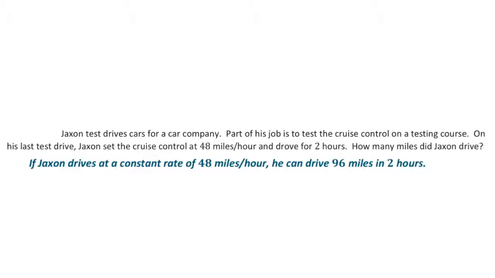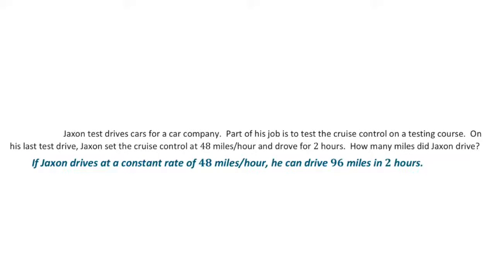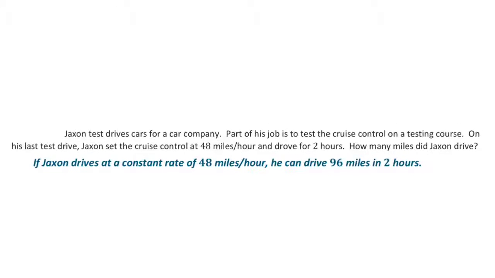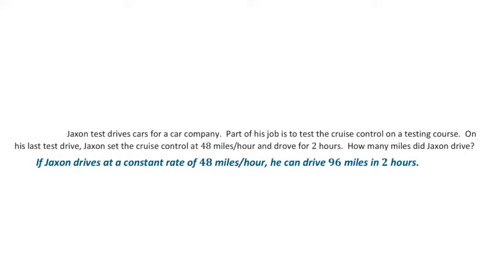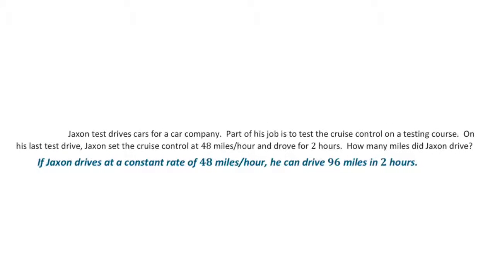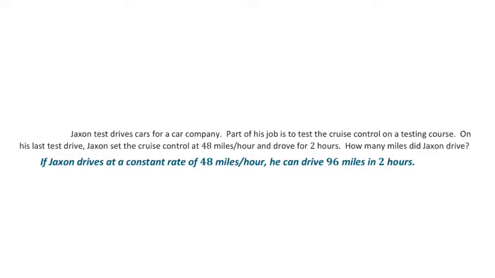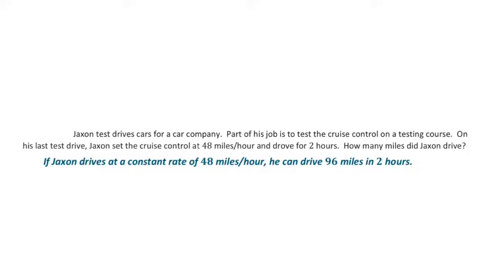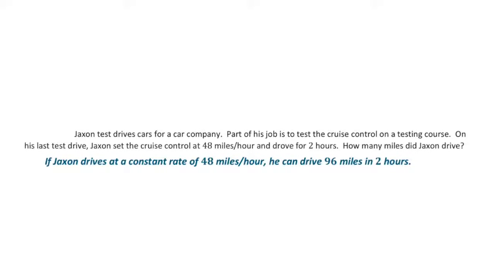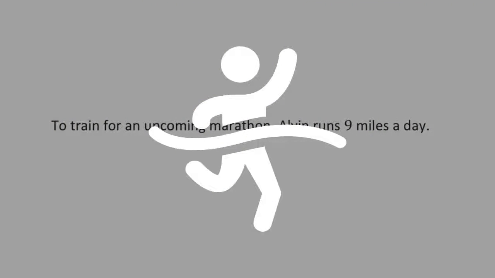If you listen closely, our per hour gives you a hint that if we're driving for 2 of those per hour, then we double the hour, which means we need to double the amount of miles. So 48 miles doubled would be 96, and our 1 hour doubled would be 2. So if Jason drives at a rate of 48 miles per hour, he can also drive 96 miles in 2 hours.